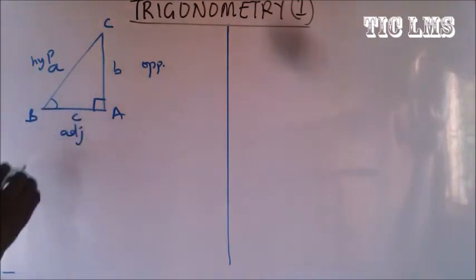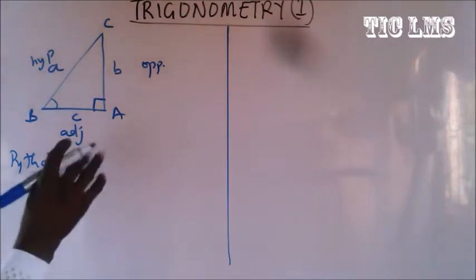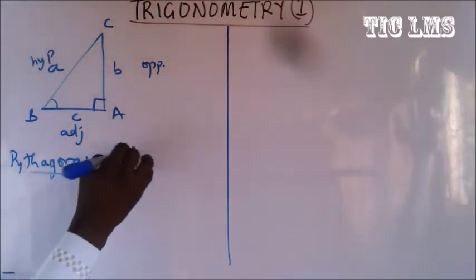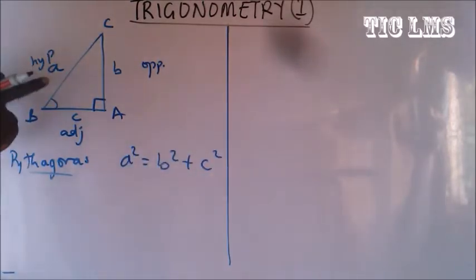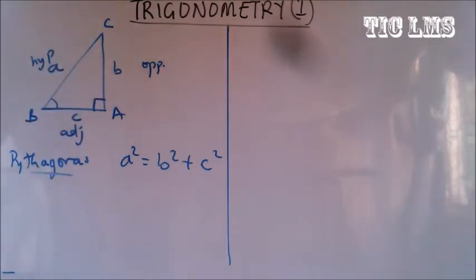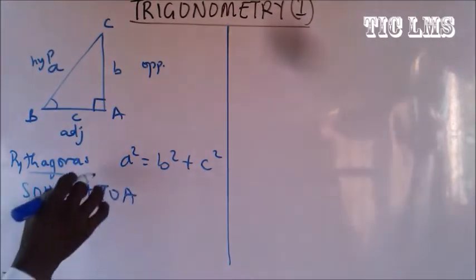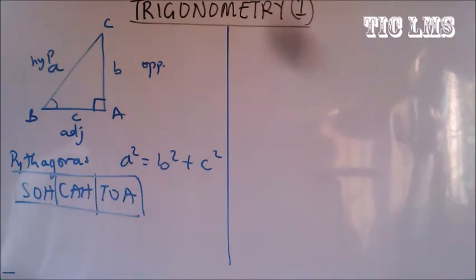Now from here we need to talk about what the Pythagoras theorem is. Pythagoras theorem or rule says that a squared equal to b squared plus c squared. That is, hypotenuse squared equal to opposite squared plus adjacent squared. So this is what we use to solve questions that relate to Pythagoras theorem. Next is SOHCAHTOA, which is so important in solving questions that have to do with triangles.